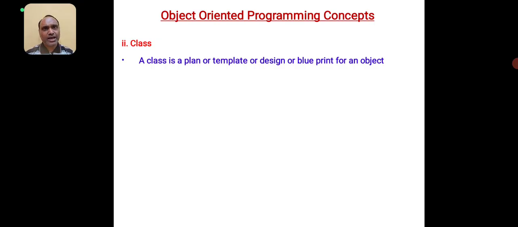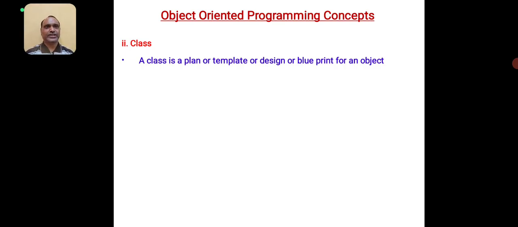Means class is a plan for an object. If you want to have an object, first you have to plan for that object. Then only from that plan, means from that class, you can create an object. Okay, so if the class exists, then only the object is created. If there is no class, there is no object. Okay, so which one is first? Whether object is first or class is first, means class is first. If you have a class, from the class you can create an object.